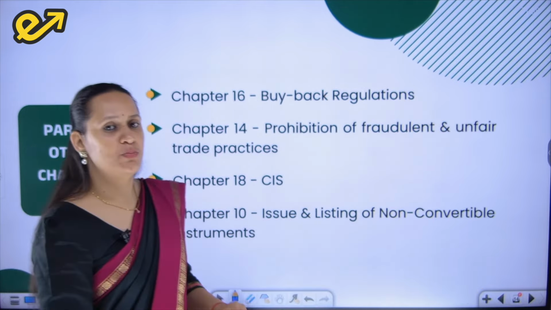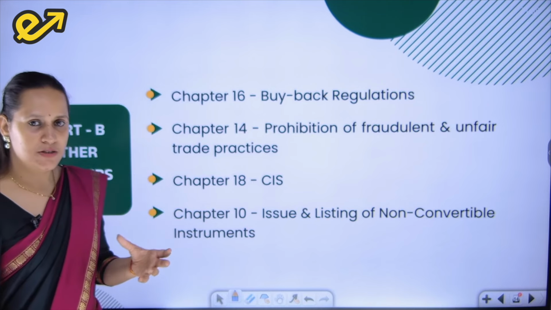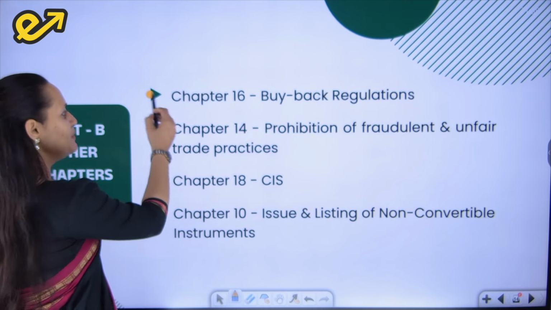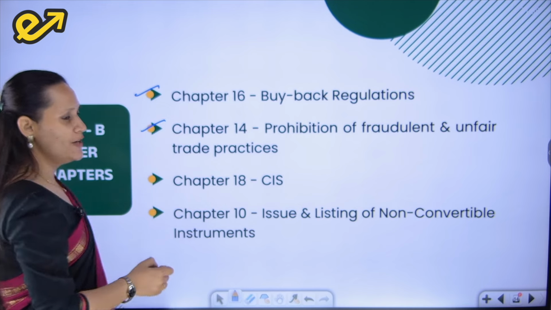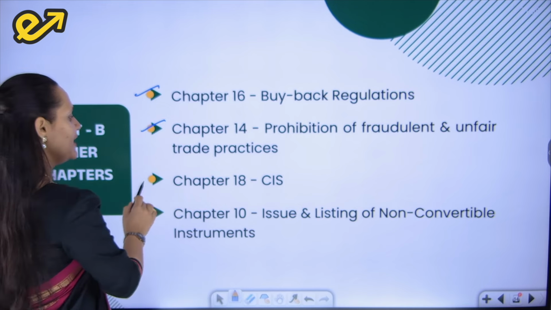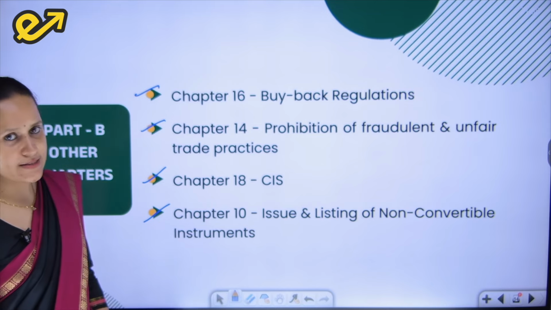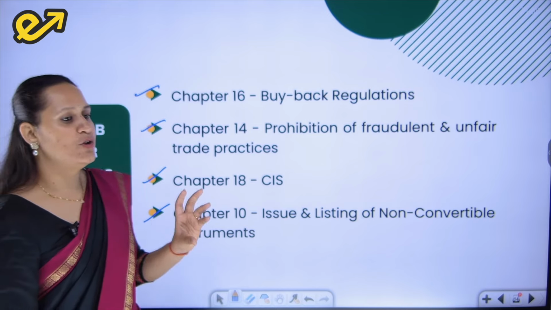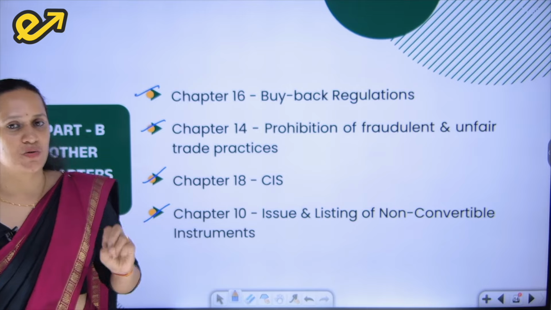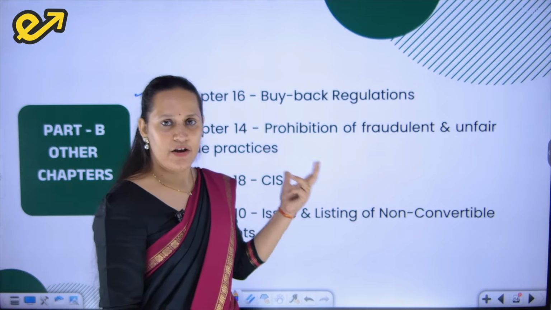Now, other chapters which are not very important but you have to study later on are buyback regulations, prohibition of fraudulent and unfair trade practices regulations, collective investment scheme, and issue and listing of non-convertible instruments. So, these are the chapters that you have to segregate and categorize on the basis of the list that I have provided.